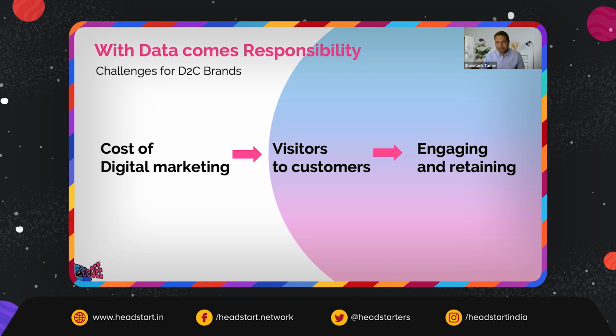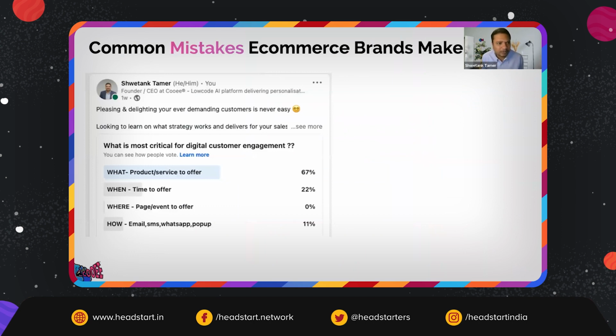I recently did a small poll on my LinkedIn account, a few weeks back. And I asked Shopify store owners, what do you think is the most important data point to offer to your consumers when you're trying to engage with them? You can see the results right here. 67% said the product. If we are able to understand what a customer wants, the product is so important to offer. Second, time. Zero feedback on where to offer this engagement. Right? I was pretty surprised. And the fourth is, again, the channel. A channel can be multiple.